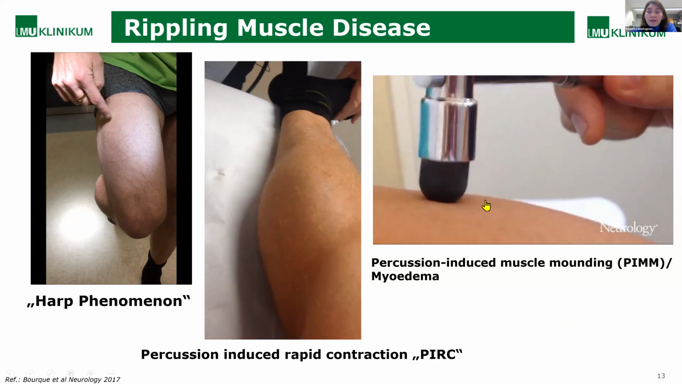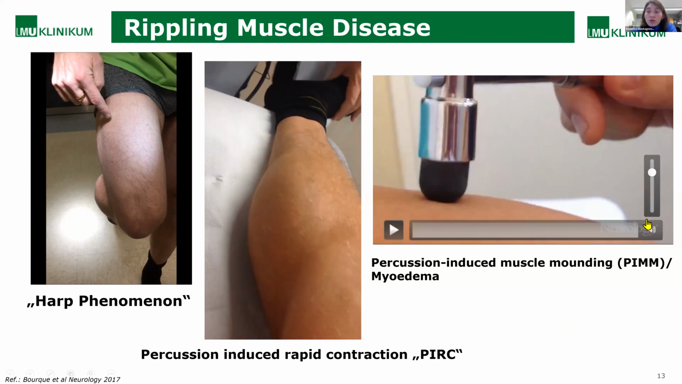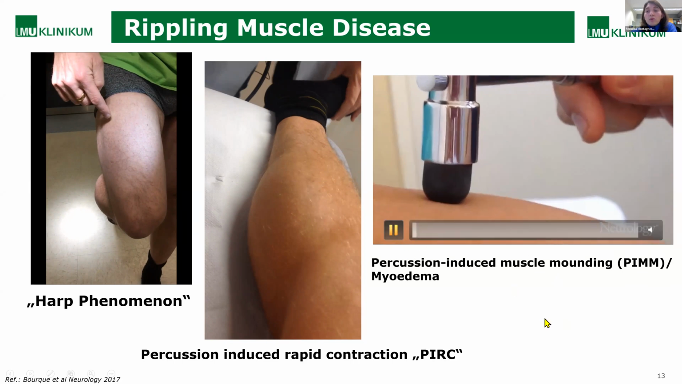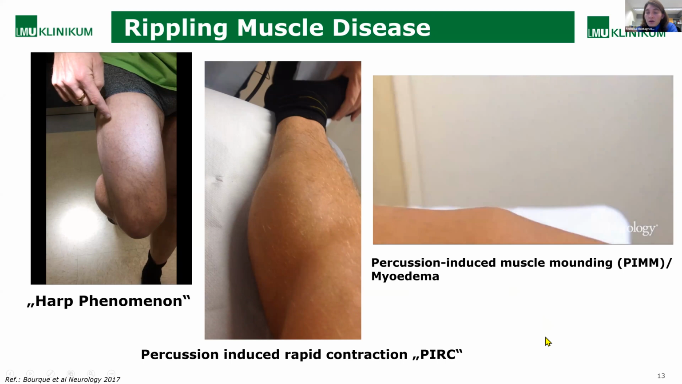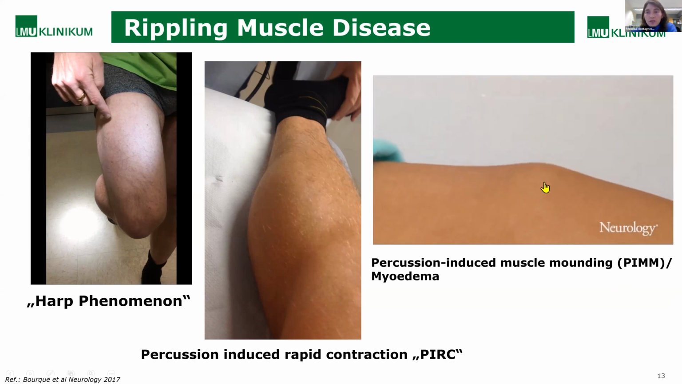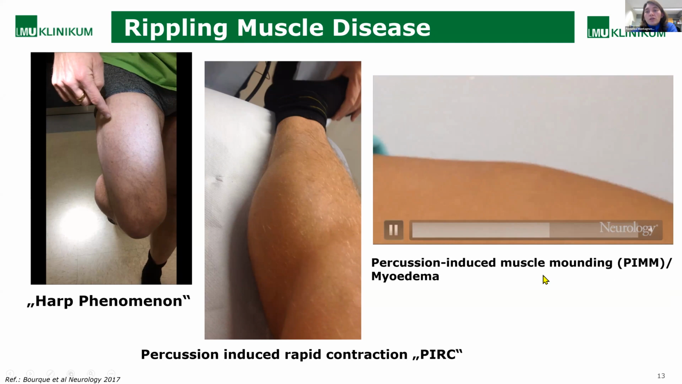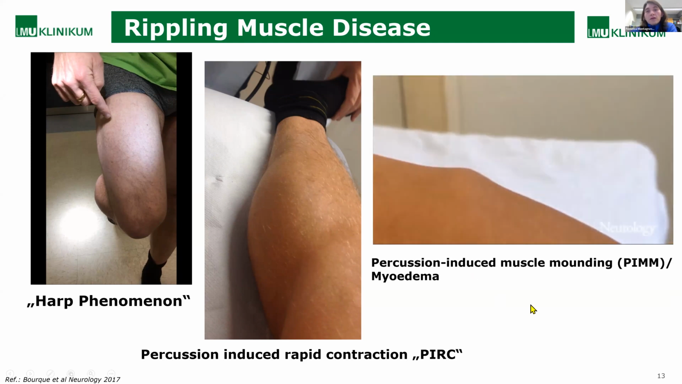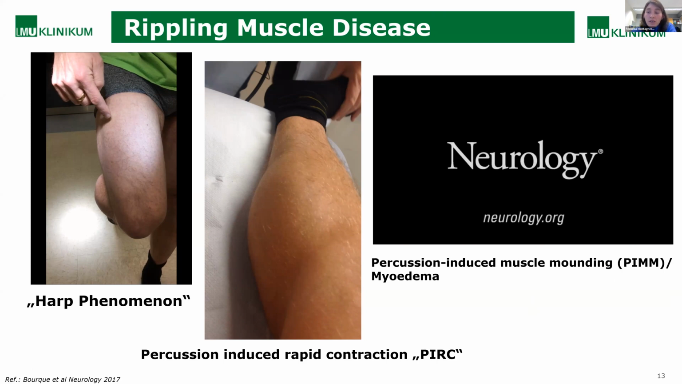We then have the percussion-induced muscle mounding or myoedema, which is this focal tonic contraction of a segment of the muscle, as we see in this video, which is seen in rippling muscle disease, but also in other conditions, as for example in hypothyroidism.